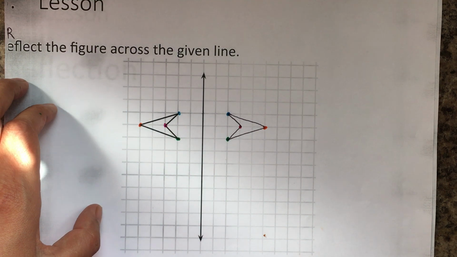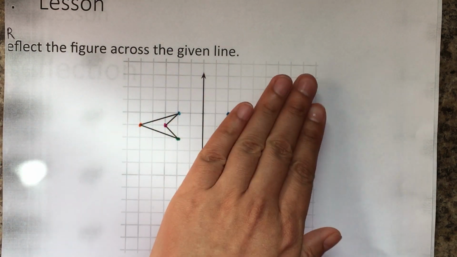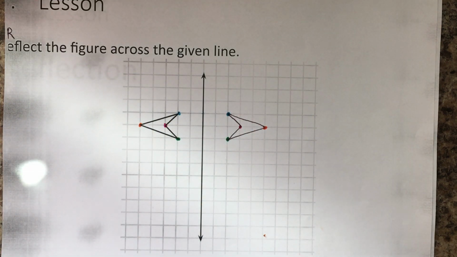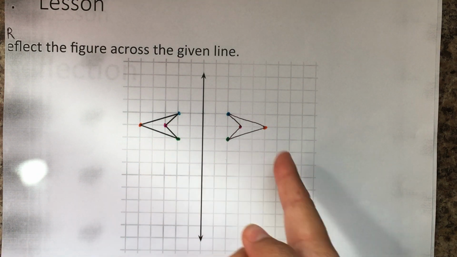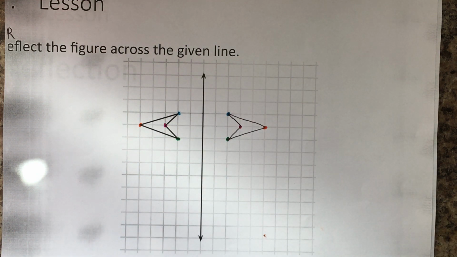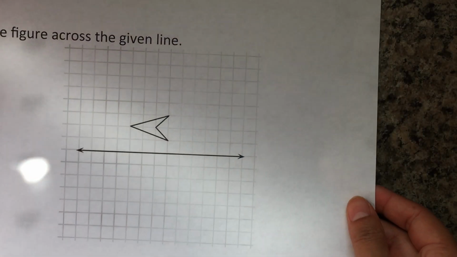Okay, so as you can see, it's supposed to be exactly the same figure, but now it's flipped. That's all that is happening in the reflection. You're flipping the figure to the other side of the symmetry line. So take a minute to copy it, maybe pause the video. And now try this one.